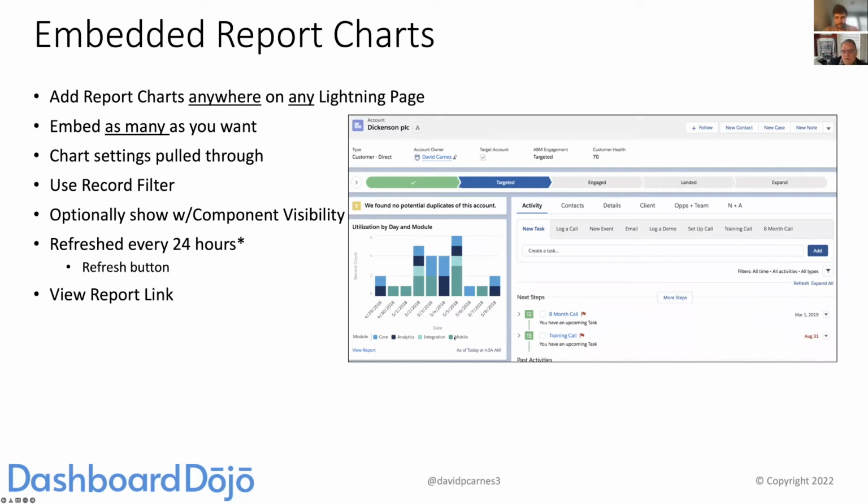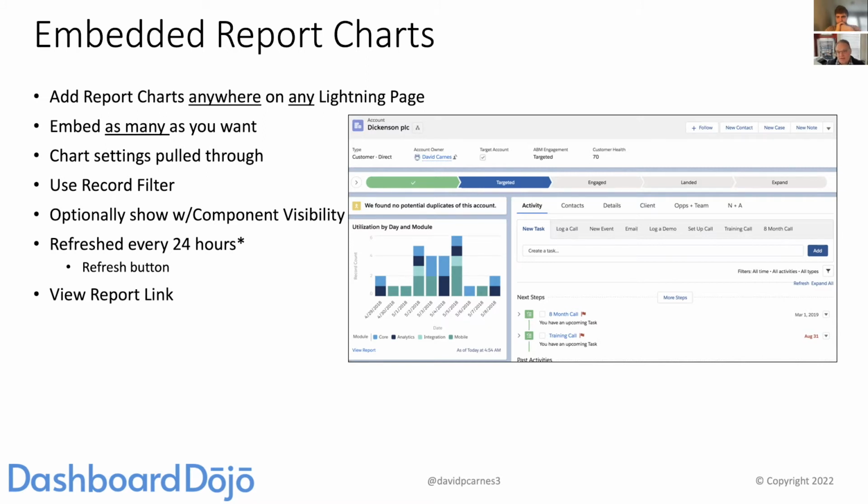So this will always show, except that I know the secret that I put a component visibility on this. This is an account called Dickinson PLC, and we have utilization by day and modules. So this might be a SaaS customer of ours, and they have a subscription to our software, and they're using different modules such as core and analytics and integration. And we have component visibility on this chart so that on an account, it only shows if the account type is customer. But we can add charts anywhere on any Lightning page.